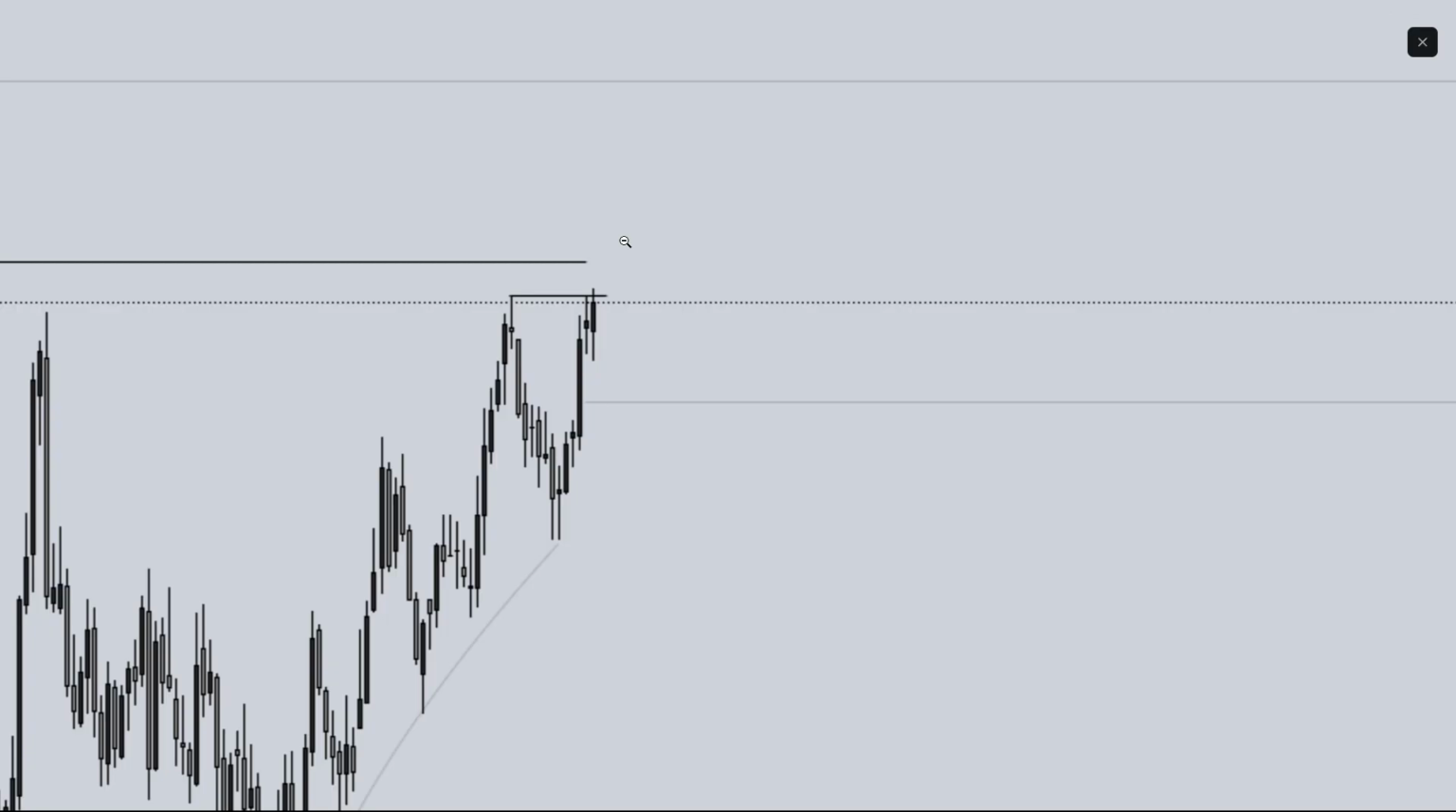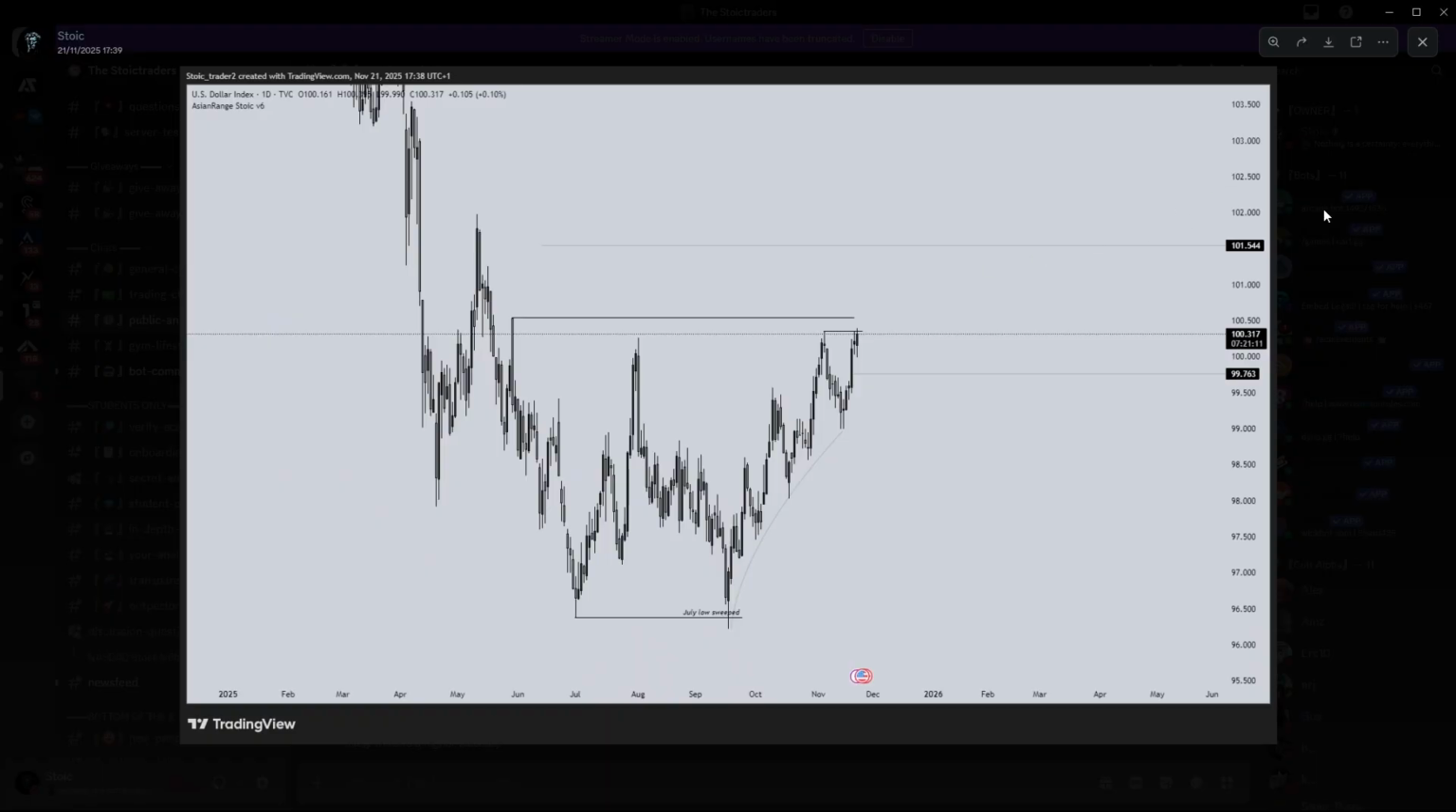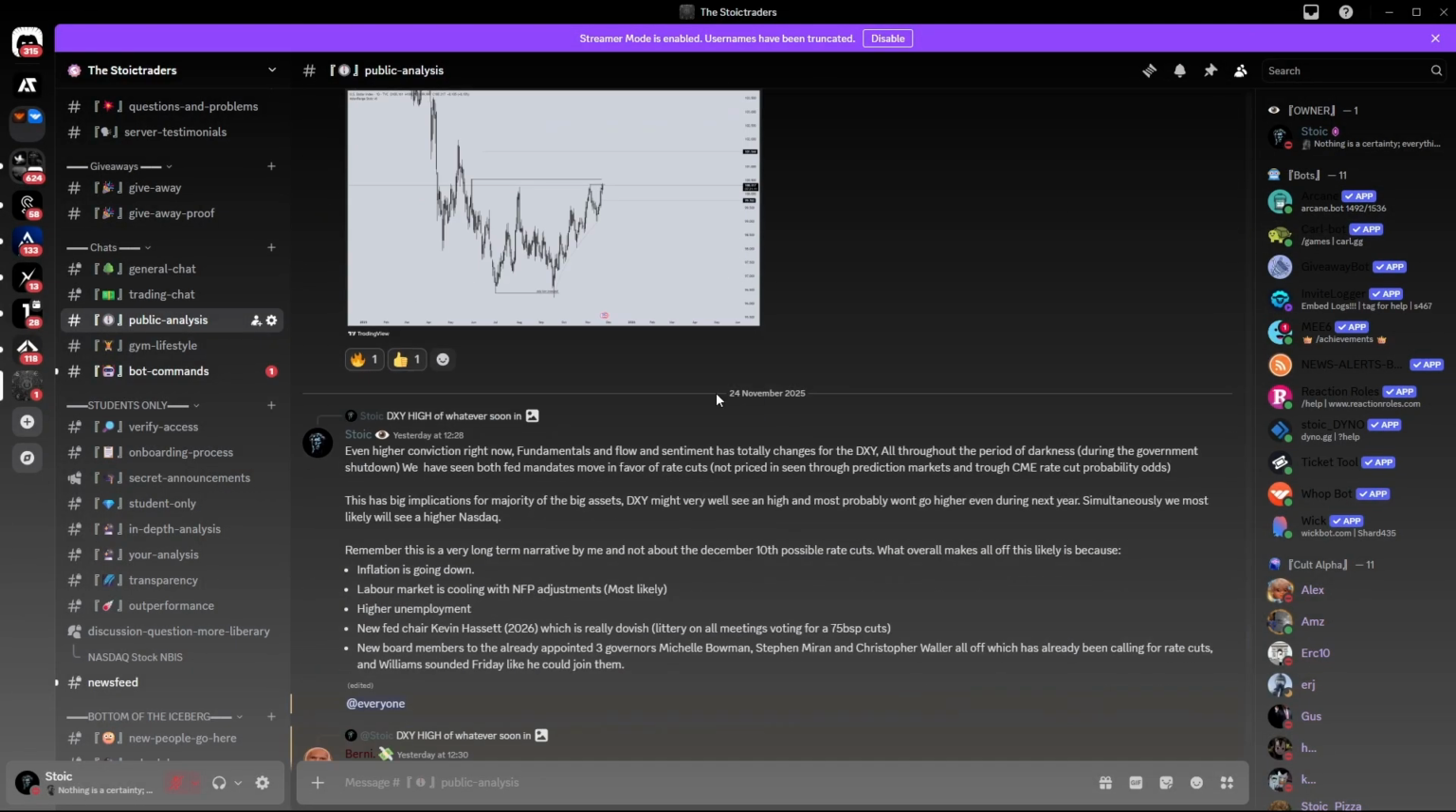Remember, we are watching a deterioration in macroeconomic data. Most notably, we're looking at both Fed mandates supporting rate cuts, which in historical analogies means that the dollar 60% of the time at least has gone down 4 or 5% in the past 3 months. So you can read all of this. I'm just going to read it out loud. As I said, fundamentals, flow and sentiment have fully changed towards the DXY. All throughout this period of darkness during the government shutdown, we have been seeing both Fed mandates moving in favor of rate cuts. Now, I'm going to show you some of this, not all of this.